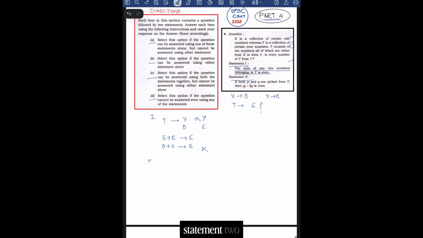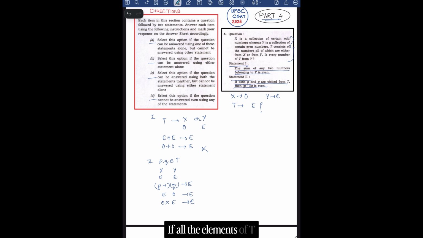Now let us look at statement 2. Statement 2 states that if both P and Q are picked from T, then (P minus 1) into Q is even. So P and Q are elements of T. They are either the elements from x or they are both from y. This means they are both either odd or they are both even. So (P minus 1) into Q will always be even, because if P and Q are odd, then P minus 1 will become even and Q will be odd. So even into odd will give us even. And suppose if P and Q are even, so P minus 1 will become odd and Q will be even. So odd into even will also be even.